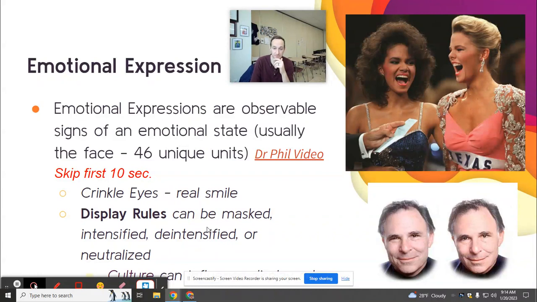And that's the other thing about display rules. We can alter them, right? We do this all the time in society. We walk around saying, how are you? I'm good. How are you? Right? And we say we're fine.